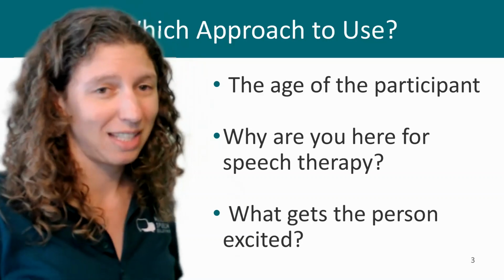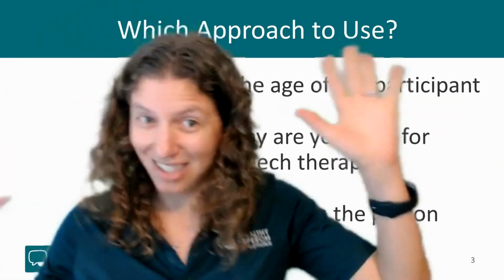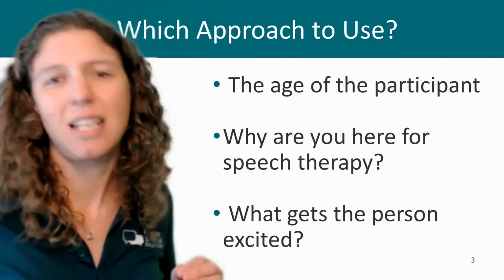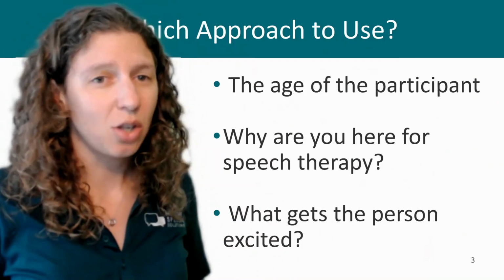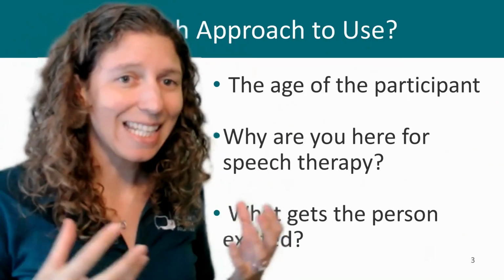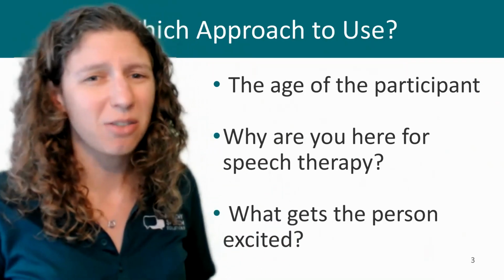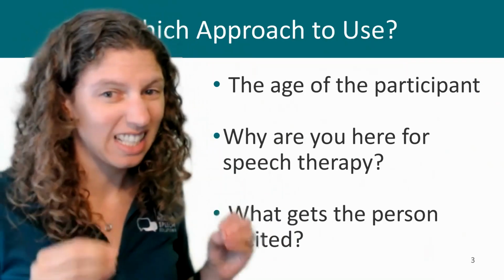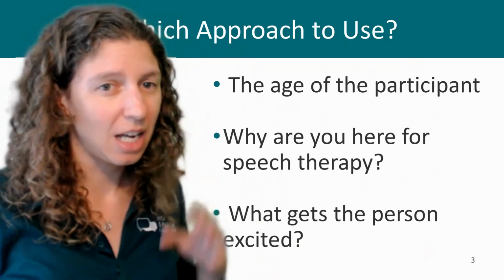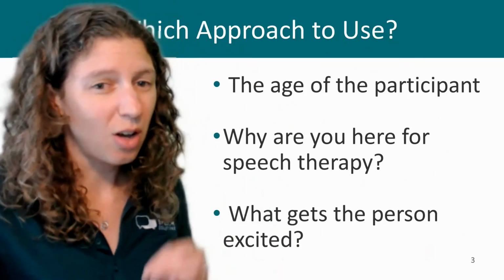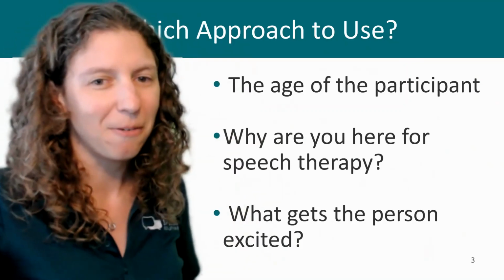Also, what gets the person excited? Is the person excited by my green screen technology? Or is the person more excited playing with toys in their environment? Or if I'm working with an adult, is the adult a lot more engaged trying to help with organizational skills in their environment? It really depends on what's going to get the person excited, engaged, why I'm seeing them for speech therapy, and the age of the participant. So for all approaches, I always have to think about these three fundamental questions I have to ask myself.